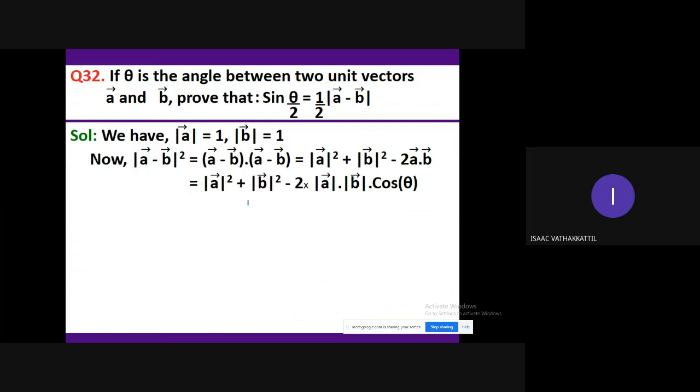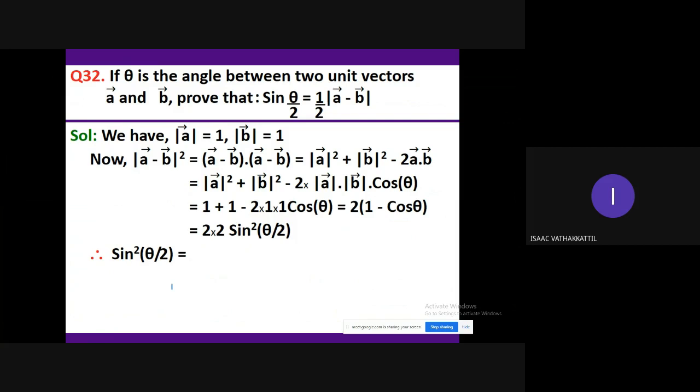Magnitude A is given to you, 1, magnitude B is given to you, 1. A dot B is written as magnitude A magnitude B cos theta. So 1 plus 1 minus 2 into 1 cos theta, that is 2 minus 2 cos theta, or 2 into (1 minus cos theta). Now you remember 1 minus cos theta is 2 sine squared theta by 2. So here we have sine squared theta by 2 is 1 by 4 into magnitude of A minus B squared, or sine theta by 2 is half into magnitude of A minus B. It's clear?